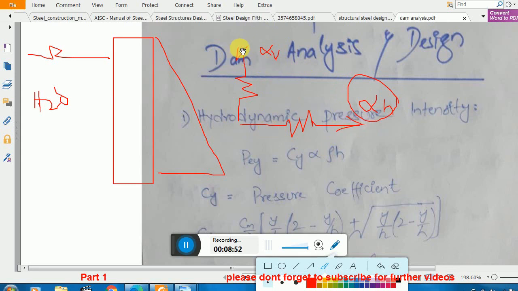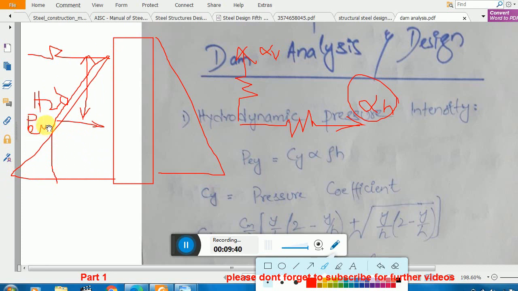Due to earthquake, hydrodynamic forces are generated within the body of the water which is standing here. The distribution of that hydrodynamic pressure is in parabolic shape. Hydrostatic pressure is in linear shape, but the hydrodynamic forces are in parabolic shape. Remember, if you integrate this parabola, we will get the resultant hydrodynamic pressure that is denoted by PEY, and it acts at a distance of y from the water surface level.